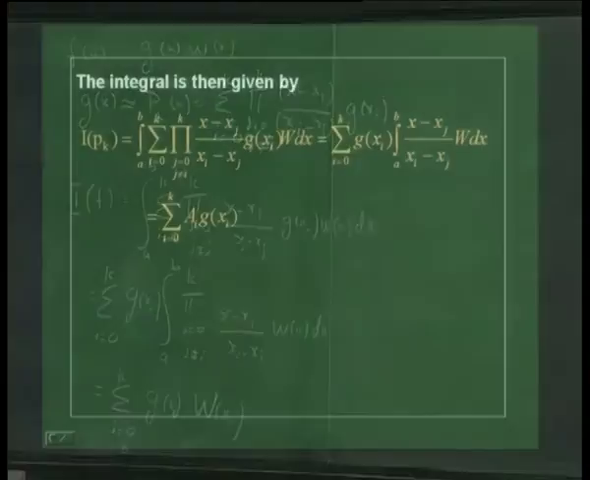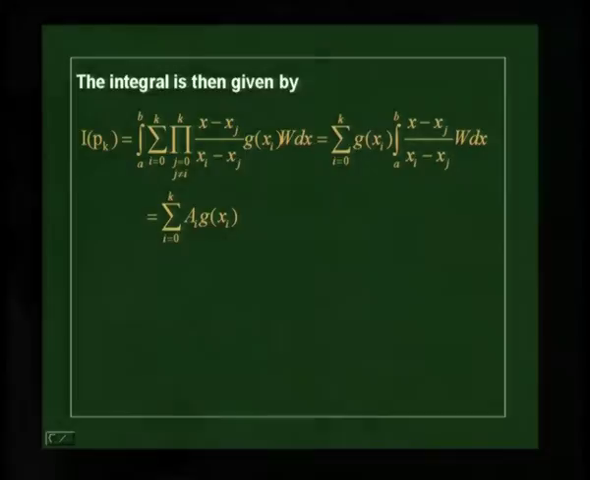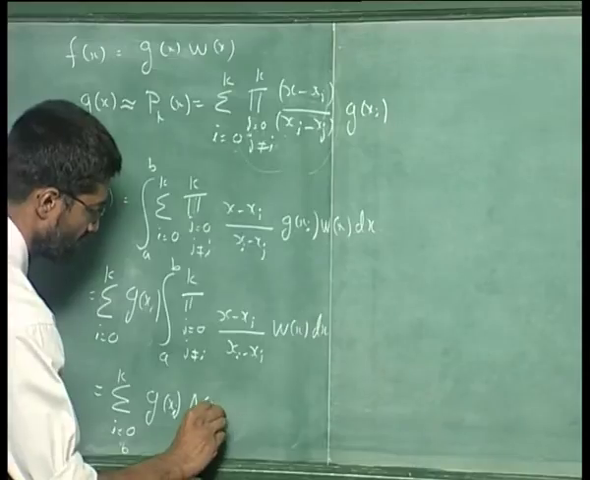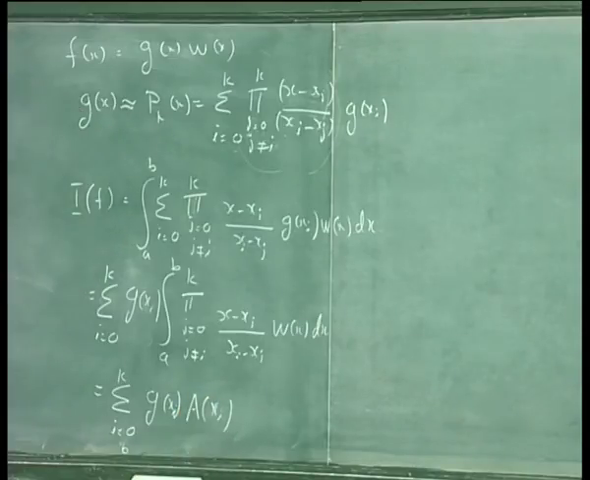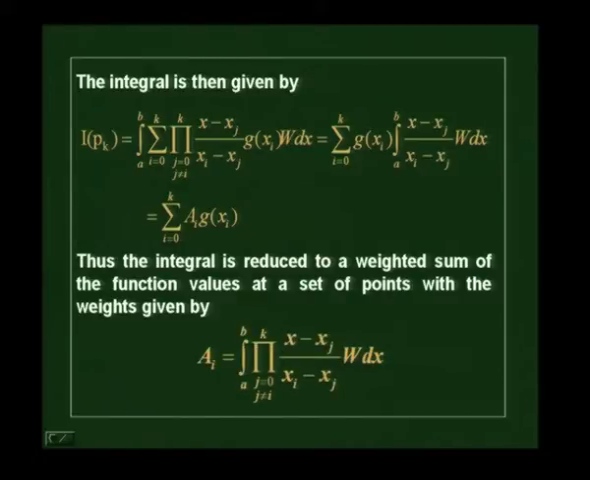Okay, so I used the word w there. To distinguish it, I will write it as a of xi, some weight. To distinguish it from w, I use a of xi. So that's what's shown here. Thus the integral is now reduced to a weighted sum of the function values at a set of points, and the weights are given by this integral, x minus xj divided by xi minus xj into w of x dx. So that's a weight.